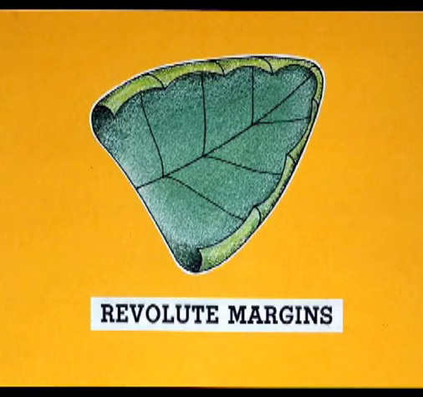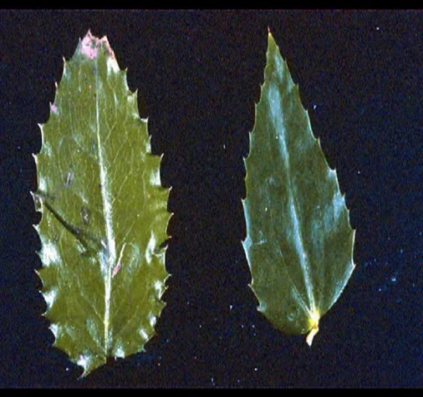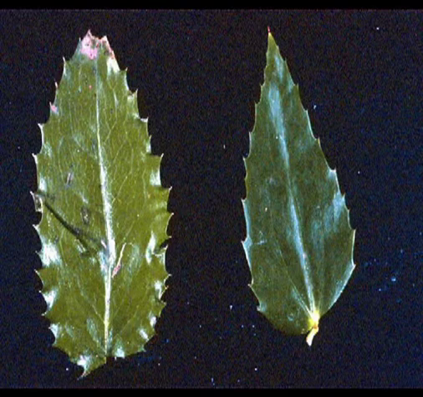Leaf margins may also be rolled or curled under, as they are in red alder. Such margins are termed revolute. Sometimes leaf margins, like those of the Oregon grapes, are tipped with spines. The term describing this characteristic is spinose.